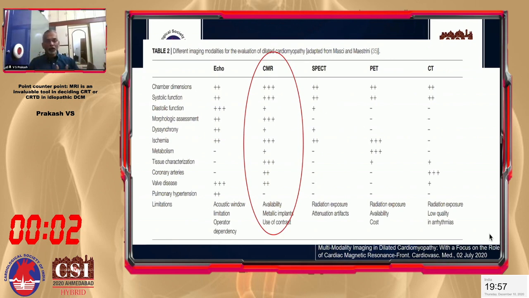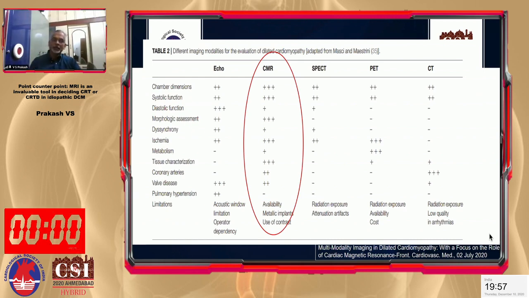It gives you LV function. It tells you morphological assessment, tissue characterization, and all that. So obviously, I think that's the way to go in assessing a patient with dilated cardiomyopathy.